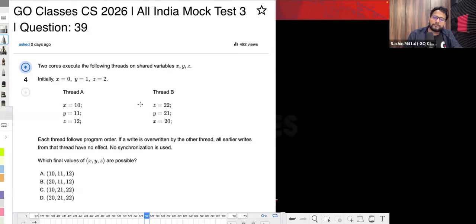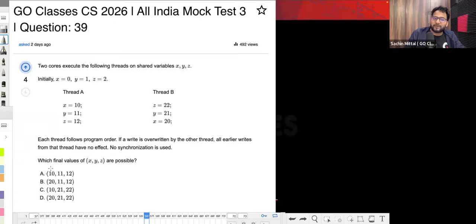Now let's solve this question. This was a very basic question, not related to synchronization and all. They're just asking what the possible values of x, y, z are. So thread A is having x, y, z like this. Thread B is having x, y, z in reverse order or something like this, right?